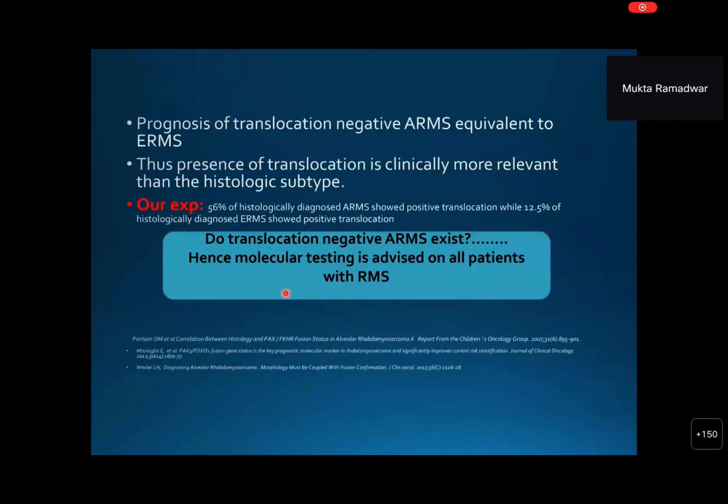So the prognosis of translocation negative rhabdomyosarcoma is equivalent to embryonal rhabdomyosarcoma. Now, the presence of the translocation is clinically more relevant than the actual histologic subtype of E and A. We would obviously try to do that in all cases of rhabdomyosarcomas, but it is best that the rhabdomyosarcomas are subjected to molecular testing for categorical distinction. Now, I am going to confuse you a little more, but I think it is important to drive this point across as well.